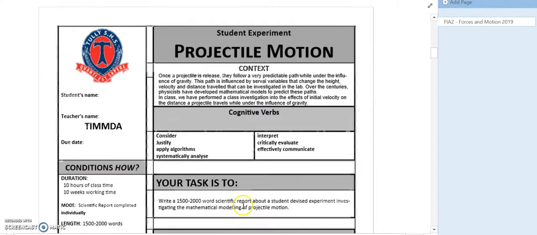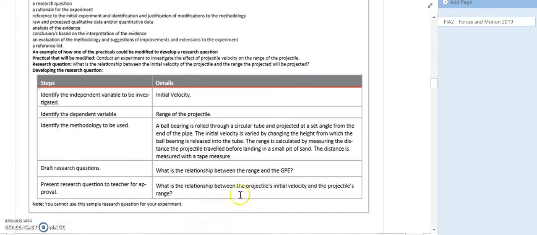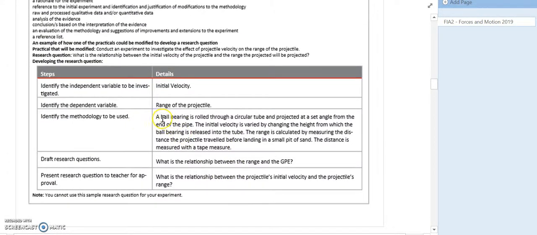And that mandatory prac that we've done, if you scroll down, is essentially here, where we rolled the ball bearing through a circular tube and projected it at a set angle from the end of the pipe. The initial velocity is varied by changing the kinetic energy, by changing the height of the pipe. We did this one in class.